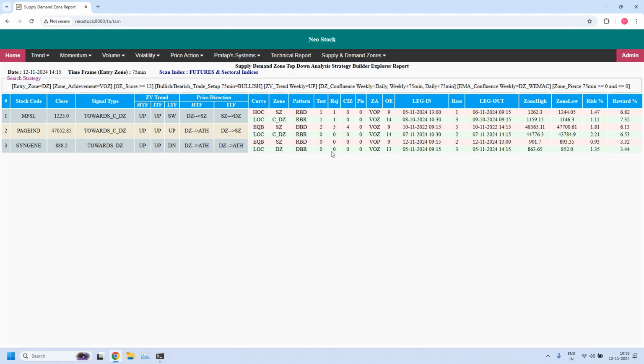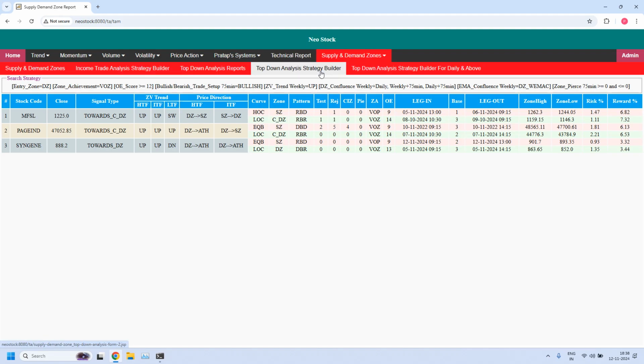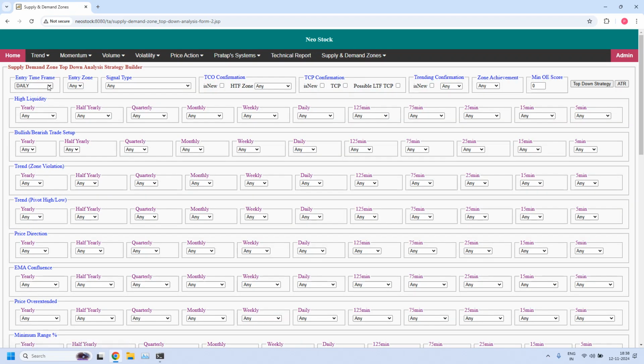Okay, this is about a bullish trade setup for weekly income trade. Next, bearish trade setup for weekly income trade. Entry time frame is 75 minutes. Entry zone is supply zone. In bullish or bearish trade setup at 75 minutes time frame, I am selecting bearish.